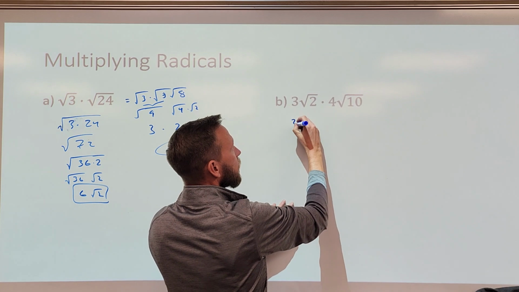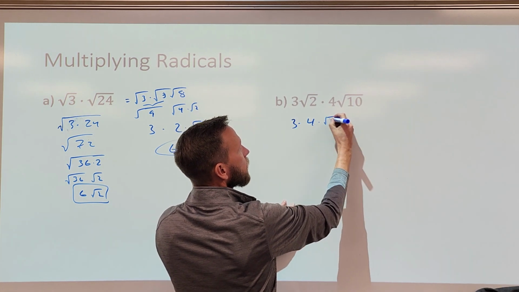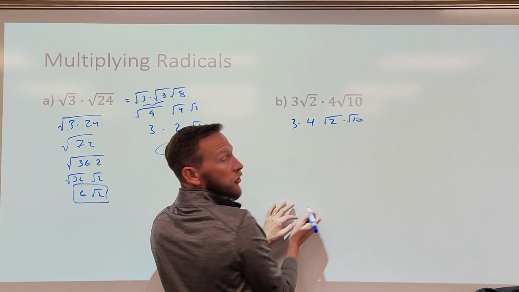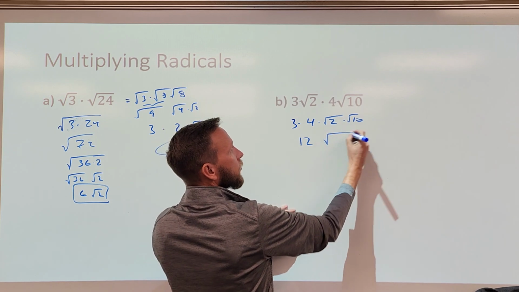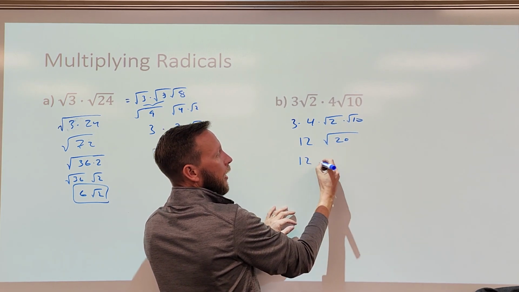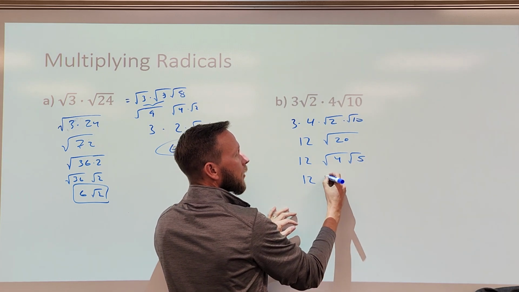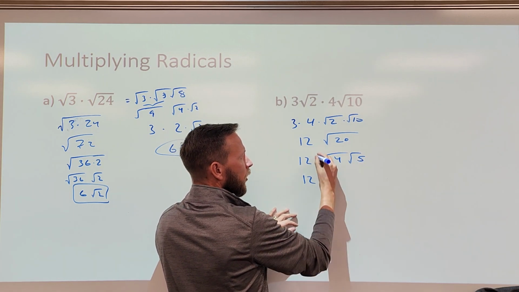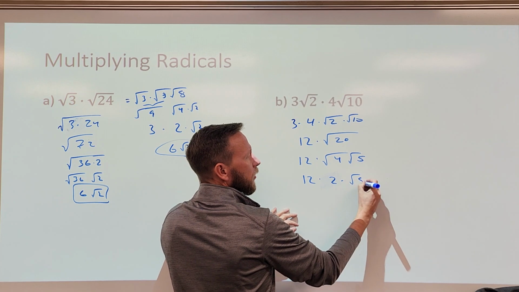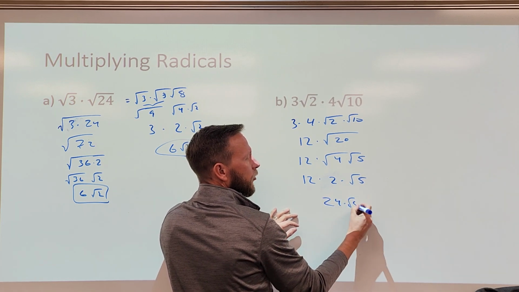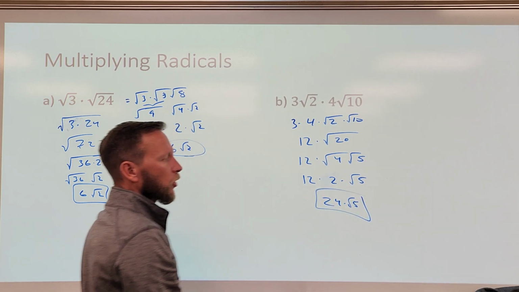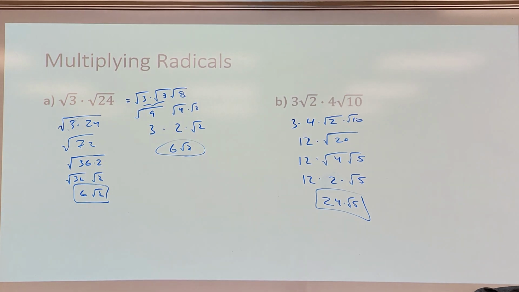Here, we're going to use the commutative property of multiplication to change the order. So I get 12 times the square root of 20. I know that 20 breaks down as perfect square 4 and 5, a prime number. Oops, the square root of 4 is 2. The square root of 5 I can't do, so I get 24 times the square root of 5.